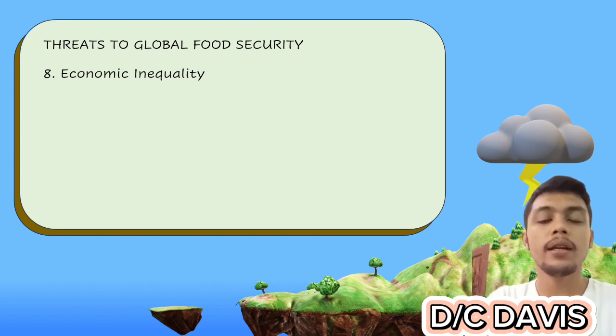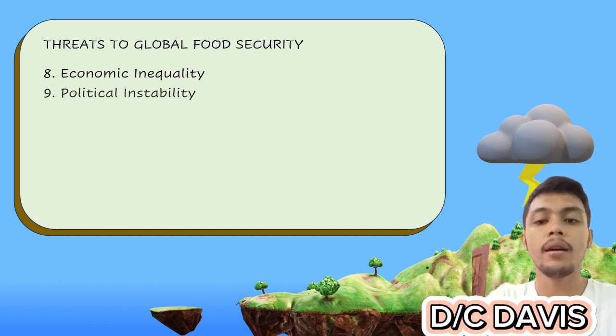So number eight is economic inequality. Economic inequality is the unequal distribution of income and opportunity between groups in our society. And number nine is political instability. Political stability is a situation characterized by the preservation of an intact and smoothly functioning government or political system, avoiding significant disruption or changes over an extended duration.